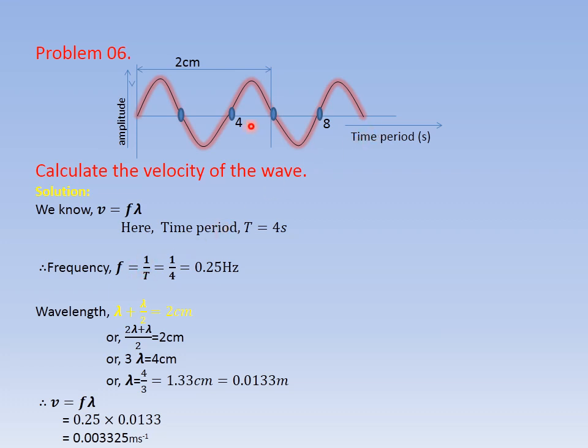So the time period line shows that there is a dot showing 4 and there is a dot showing 8. Let's calculate. You have to calculate like this: from the starting point, 1 2 3 4, 1 2 3 4.